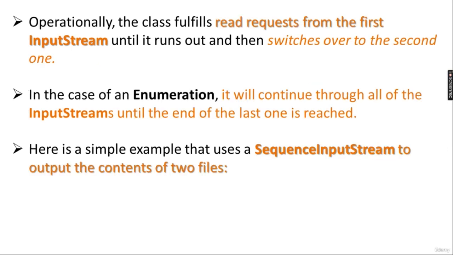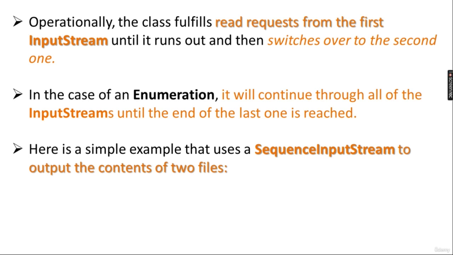Okay, the class fulfills read requests from the first input stream until it runs out, and then switches over to the second one. So for the first constructor, it will take the first input stream object first. Until it runs out, it will read the request until the end of the input stream object is encountered, and then switches over to the second one. And in the case of enumeration, it will continue like a for loop to enumerate through all of the input streams until the end of the last one is encountered.